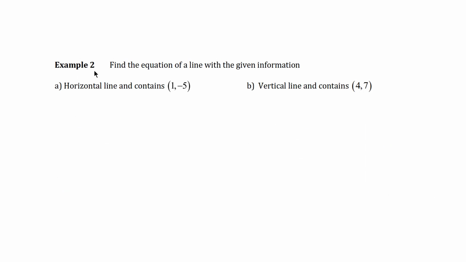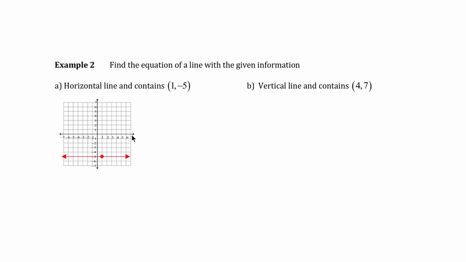For example number 2, find the equation of a line with the given information. For part A, we need to find the equation of a line that is horizontal and contains the point 1, negative 5. Now if you remember the equation for a horizontal line, then this problem would be easy. However, if you forgot or you think you may have mixed it up for a vertical line, the best thing to do would be to just graph a horizontal line going through the point 1, negative 5.